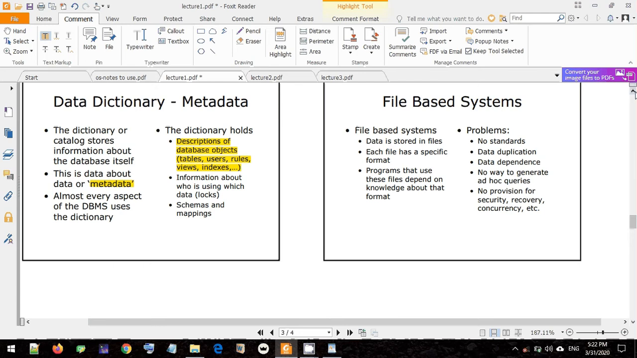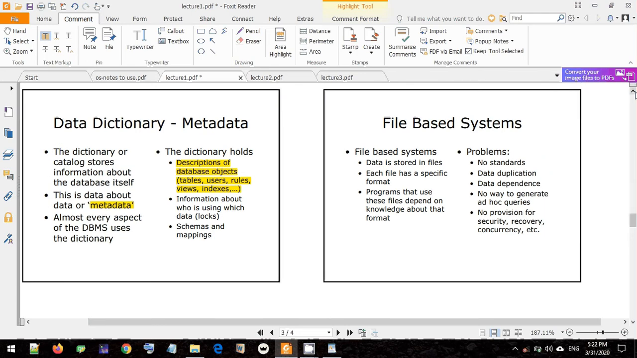There are several types of database systems. Number one could be the file-based system. The file-based system stores data in files. Each of these files have a specific format, and that is how you get to access it.